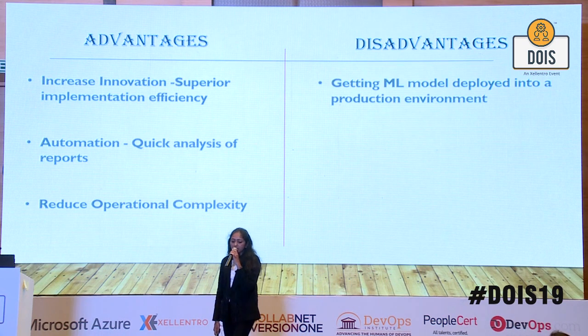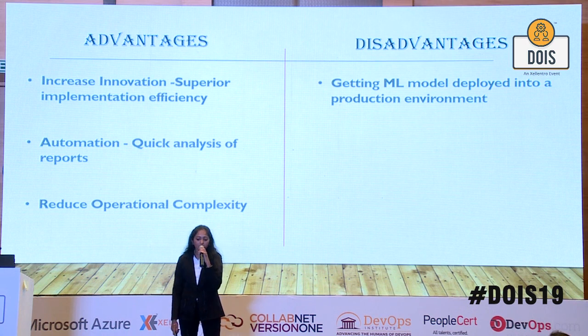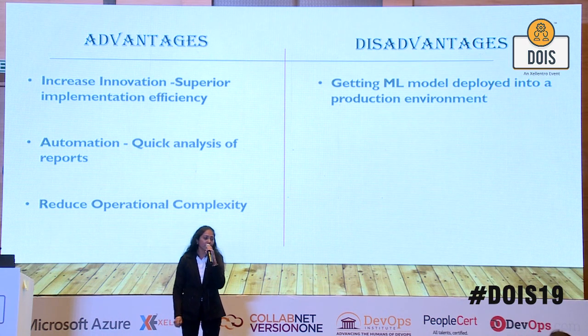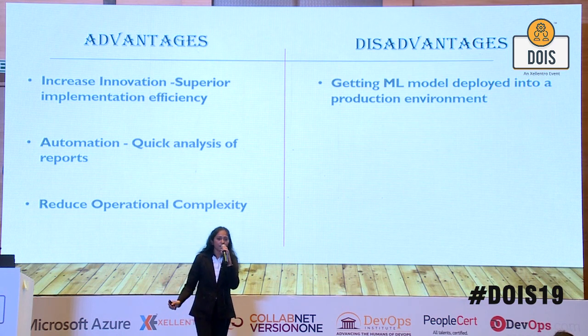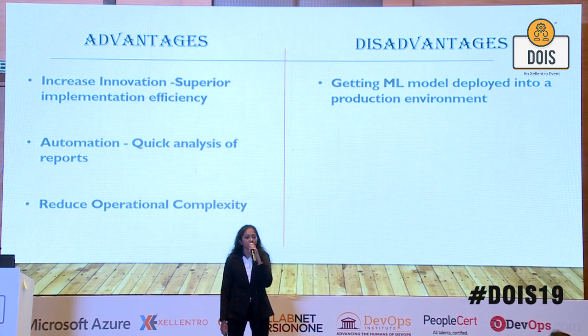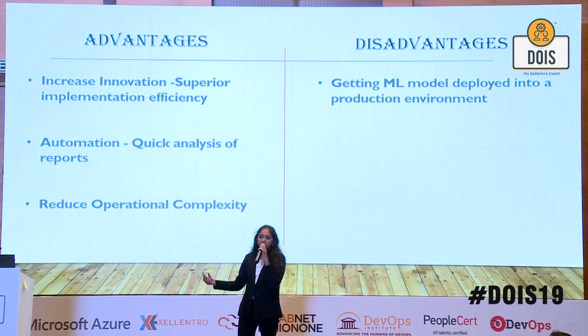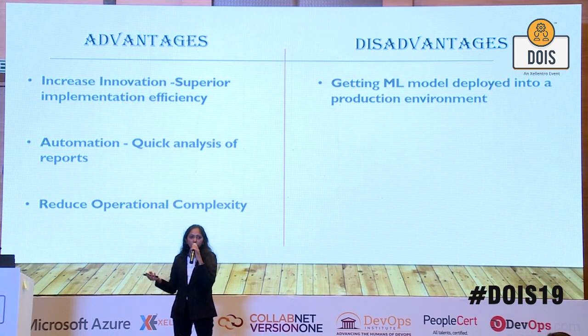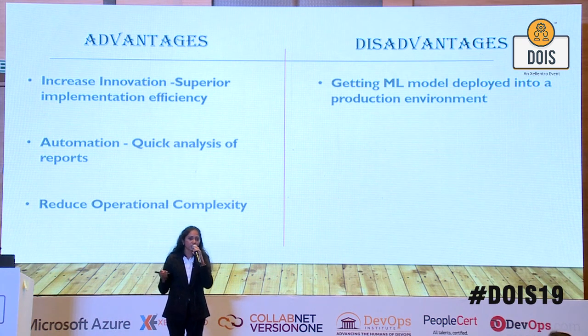Okay, coming to the disadvantages. Getting an ML model deployed into a production environment. First of all, when we talk about ML, everybody is scared. We need a lot of data. Which algorithm do we need to choose? Should we merge a lot of algorithms, or will just one algorithm work? Do I need to pre-process the data, or is it already pre-processed? A lot of questions will definitely crop up in our mind.